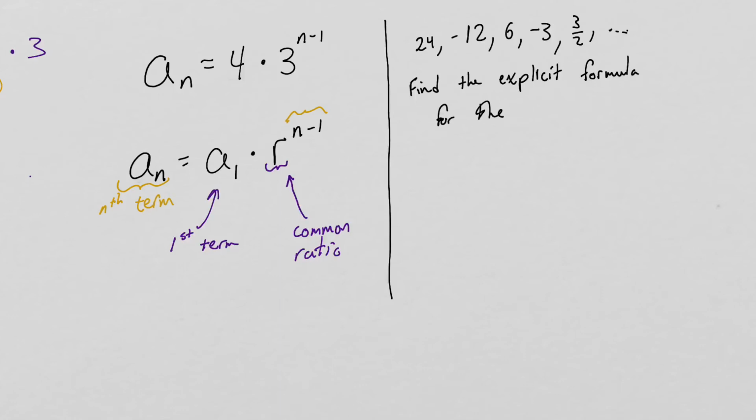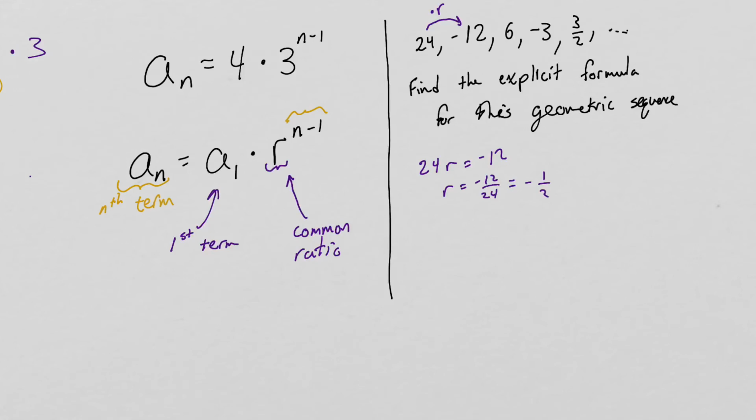Okay, so first things first, we do need to find this common ratio. We're trying to think, what is that r? So we're multiplying 24 times something to get us to -12. So 24r equals -12. r equals -12 24ths, or -1/2.